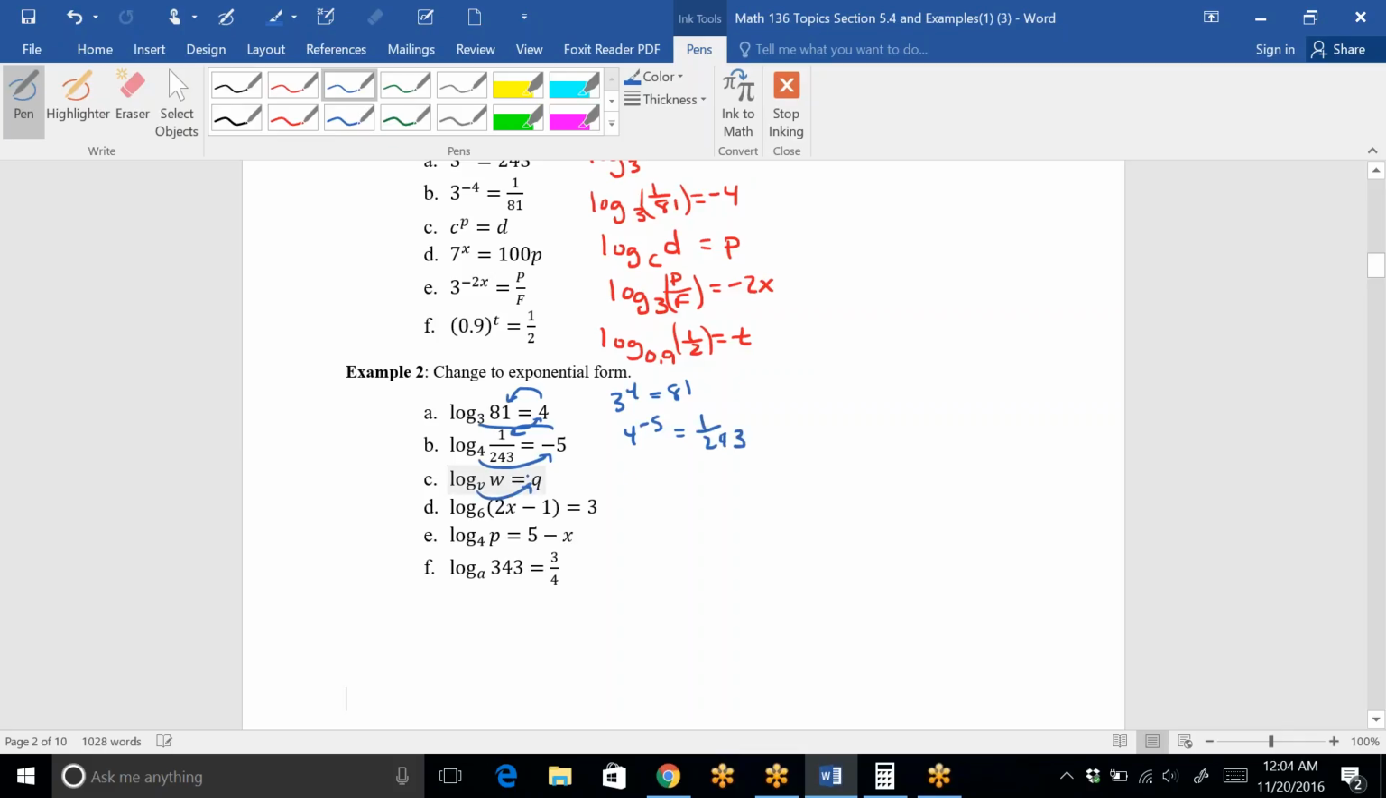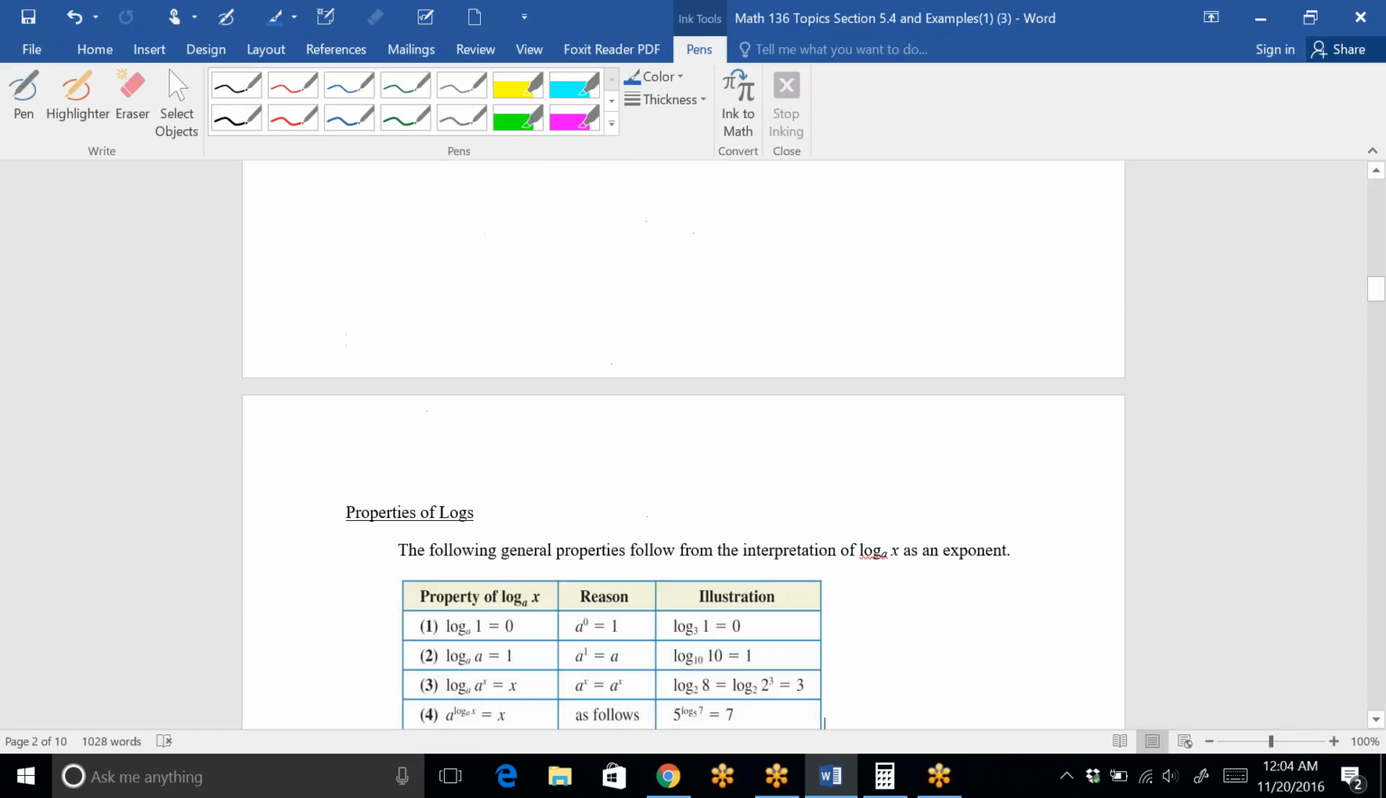V to the Q equals W. 6 to the 3rd equals the argument, so 6 to the 3rd equals 2x minus 1. In this case, this would be useful because then we could solve. 4 to the 5 minus x equals p, and a to the 3/4 equals 343. So this is the most important thing from this whole entire section. You need to practice converting back and forth.